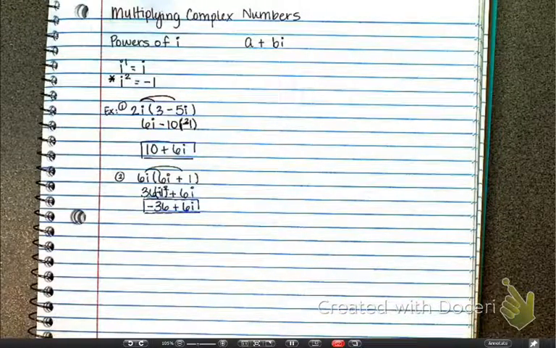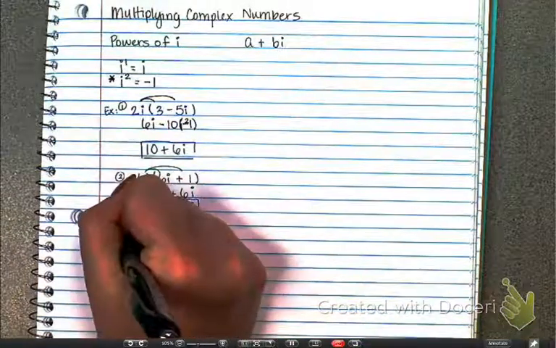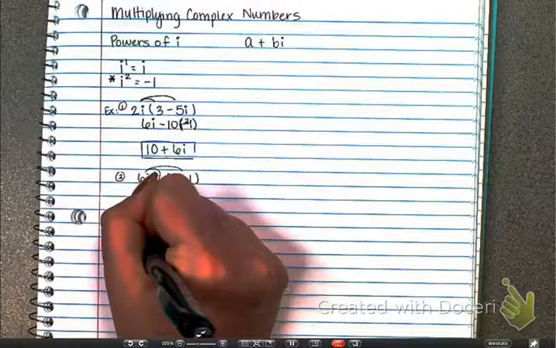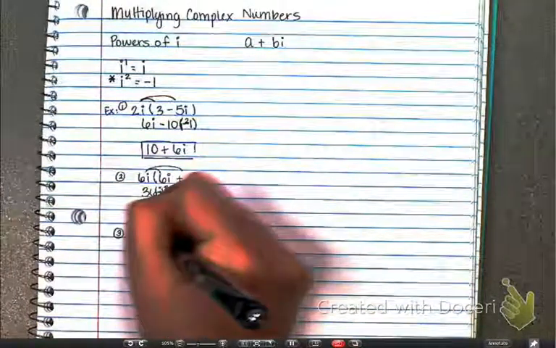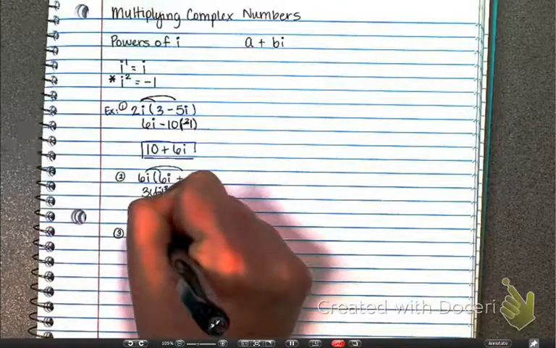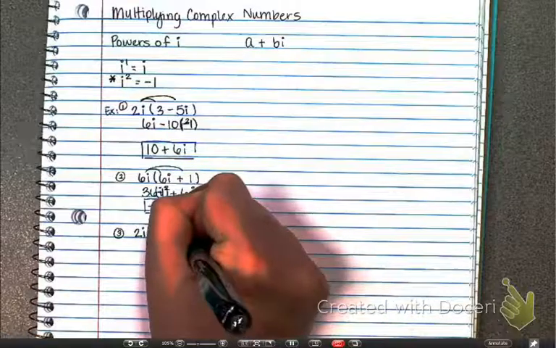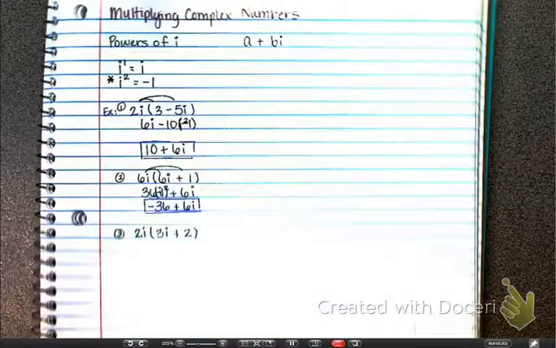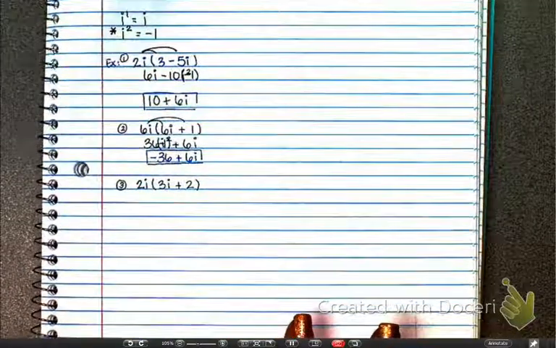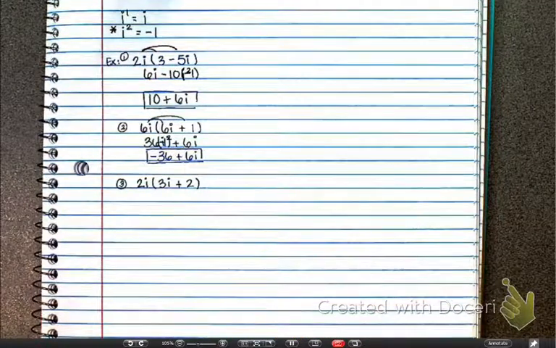Do you need to see another basic one like that before we do a binomial times a binomial? Yeah, okay, some of you need it, so you try that one. 2i times 3i plus 2.